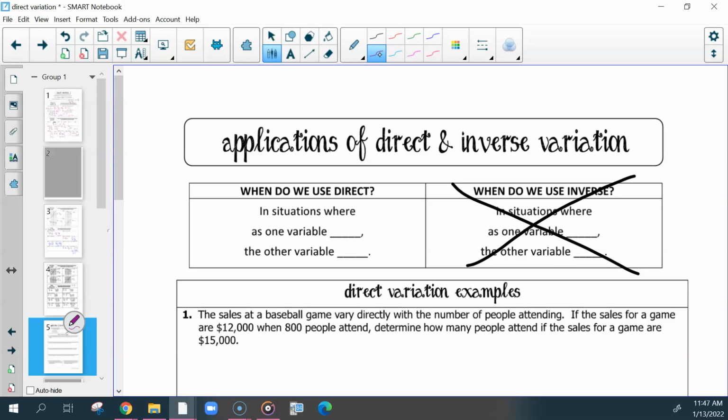So when do we use direct variation in this sense? It's in situations where as one variable goes up, the other one goes up. You could also think about this as the opposite. If one variable goes down, the other one goes down. So they either rise together or they fall together.